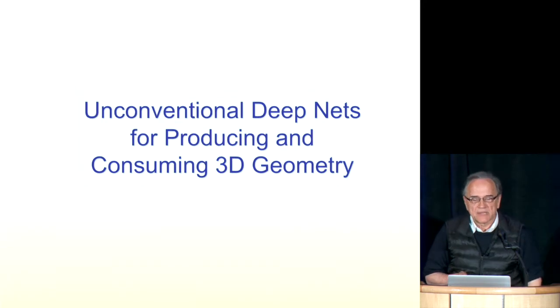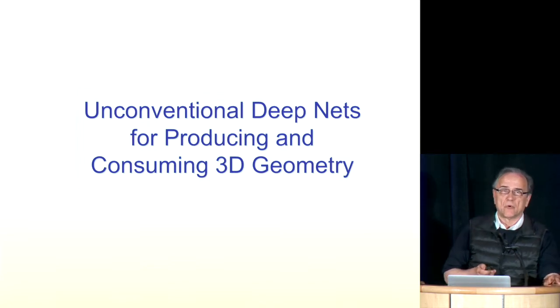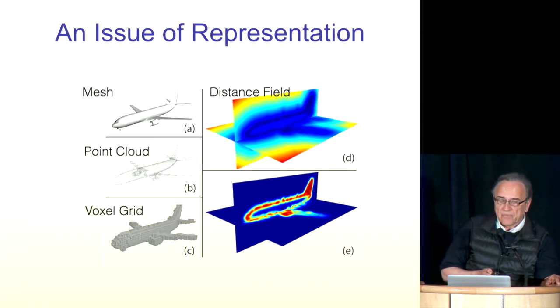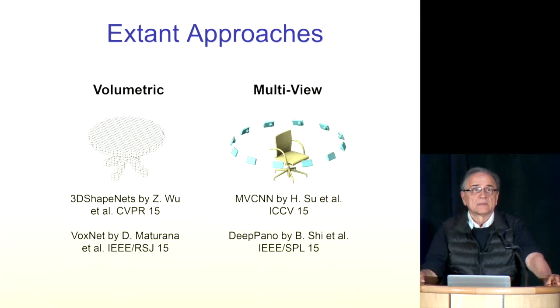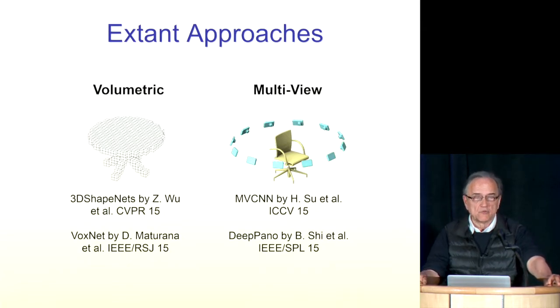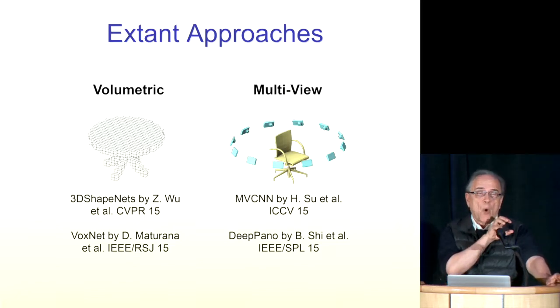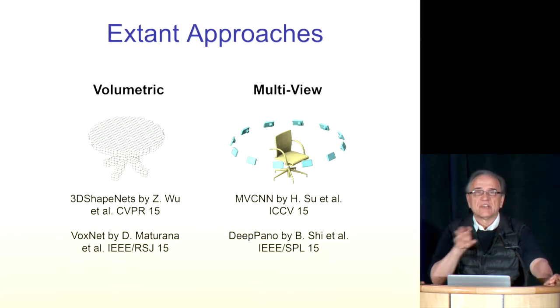The last topic I want to talk about is using deep nets that directly operate on 3D geometry. And of course, here the issue of representation comes up. There are many for 3D: meshes, point clouds, voxel grids, distance fields, and most excellent work for doing deep learning on 3D has focused on either volumetric representations or view-based representations. Why? Because traditional convolutional architectures require a regular structure to operate on, because they do optimizations like weight sharing that require the same structure here as there.